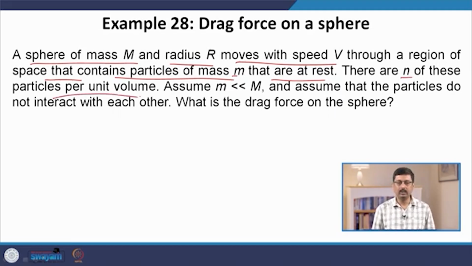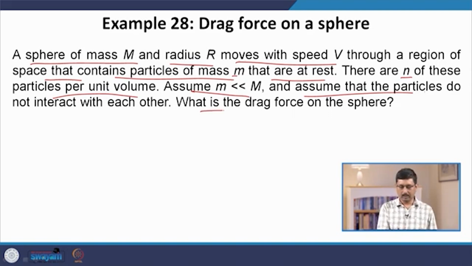So, the number density of these fluid particles is small n, and assume, this is crucial, that small m is very much smaller than the sphere. So, the sphere is much bigger than the fluid molecules. To give you some length scale, we know that atoms and molecules are of the size of an angstrom, so they are like nanometer objects, whereas this sphere is at least 1000 times bigger. So, they are like micrometer objects, and assume that the particles do not interact with each other. This is to simplify the calculation.